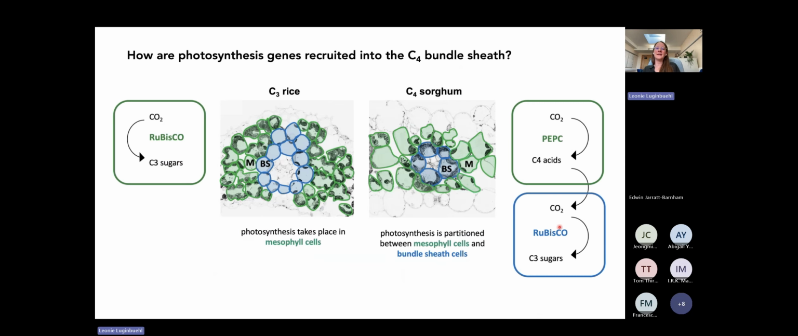The second question that we looked at, and the second result that I want to share, is how photosynthesis genes are recruited. So how are these genes regulated so that they are now expressed specifically in a bundle sheath, such as Rubisco, for example? What are the gene regulatory mechanisms that have allowed this change in gene expression?